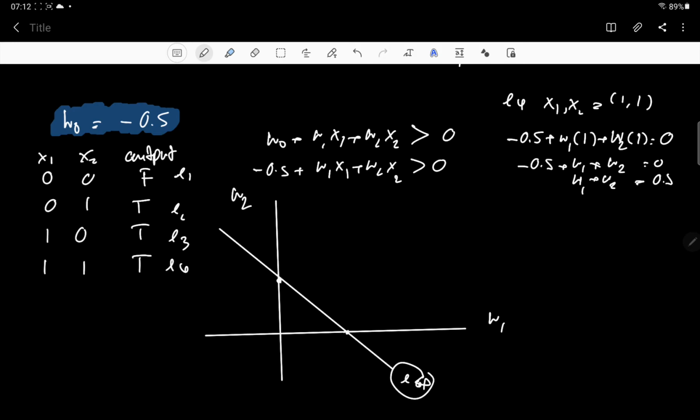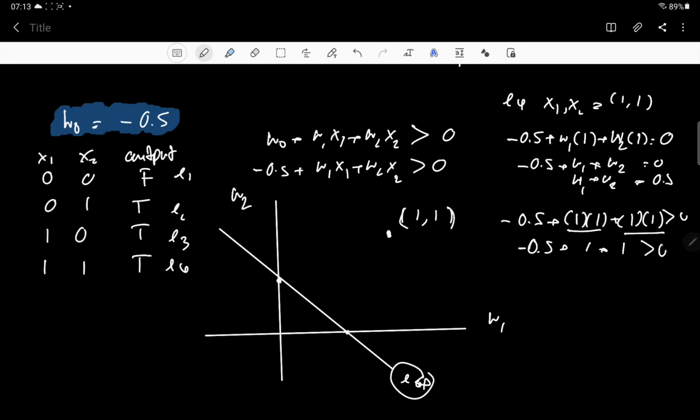Again, which part can be used to classify this E4? If we choose, for example, 1 1, W1 is 1, W2 is 1. Take a look at this. So it will be minus 0.5 plus W1 is 1, right? And x1 is 1. W2 is 1. X2 is 1. So is it greater than 0? Sure. This one is 1 and 1. So it will be minus 0.5 plus 1 plus 1. That is greater than 0. So this one is 1.5 greater than 0. So it's correct, right?